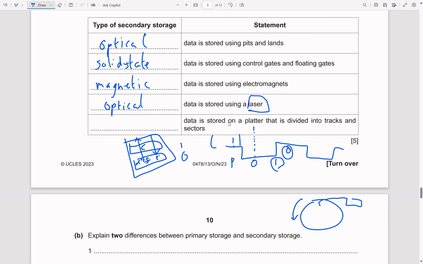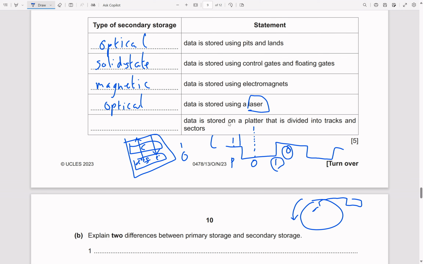Based on the magnetism of the hard drive, that's going to correspond to a 0 or 1. I think it's based on the polarity, like if it's north or south.